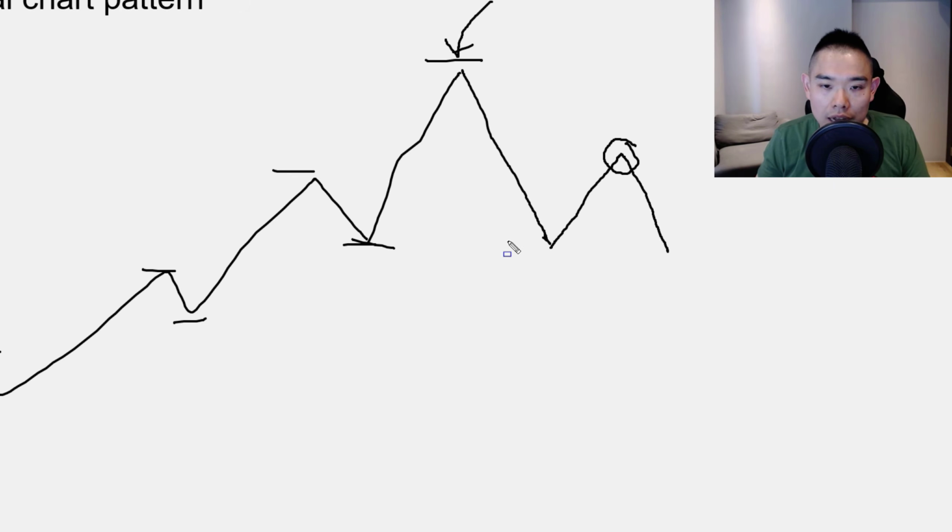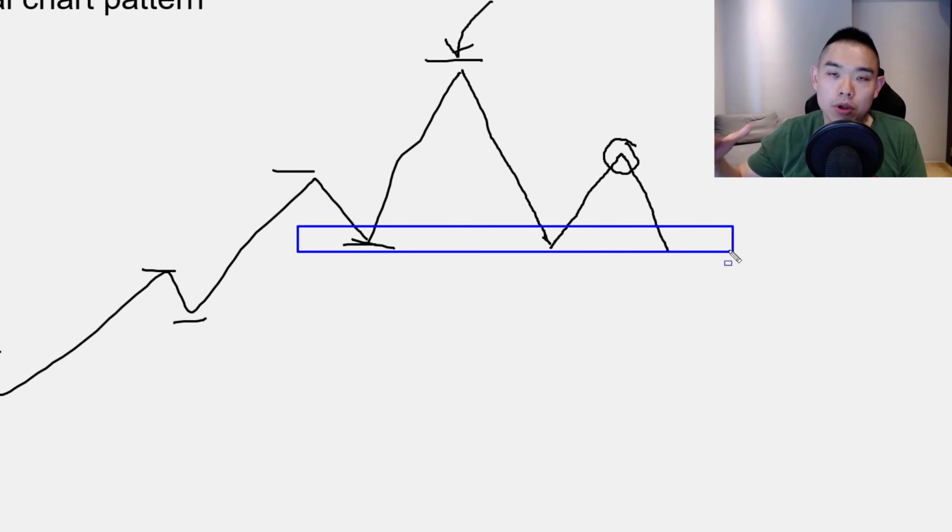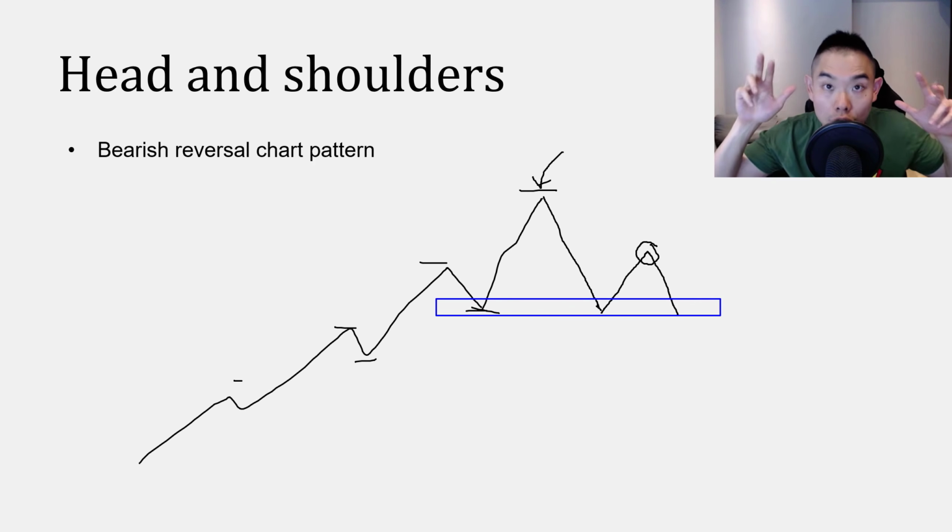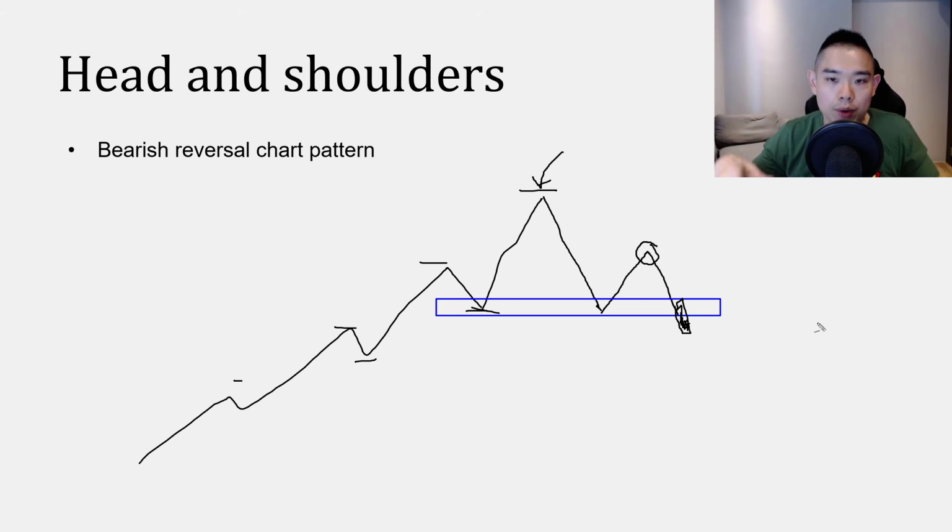So at this point, this is where you can actually identify the neckline. Some people call it support, some call it the neckline, whichever. And the head and shoulders pattern is only confirmed when the price breaks and closes below this neckline over here. So when that happens, we will say that the head and shoulders pattern is completed and the market could possibly head down lower.